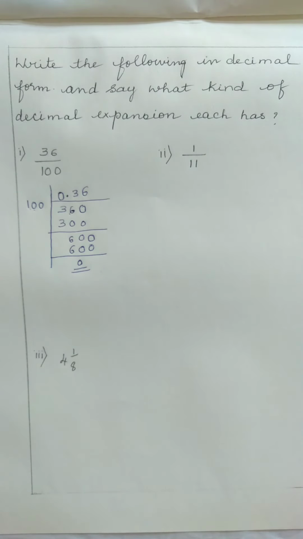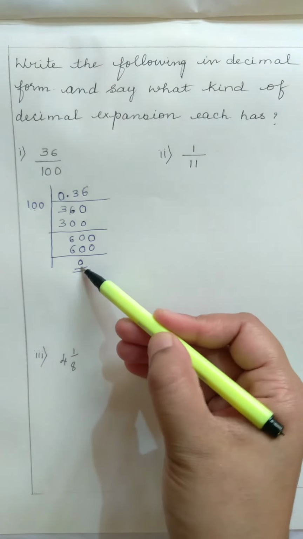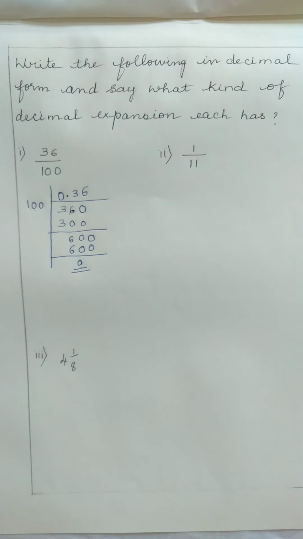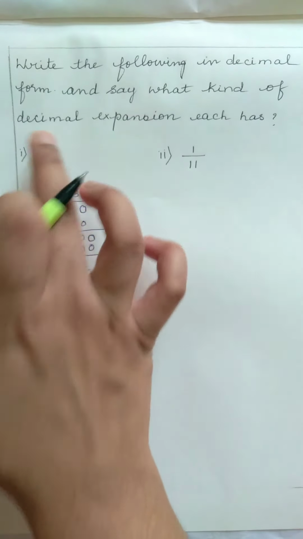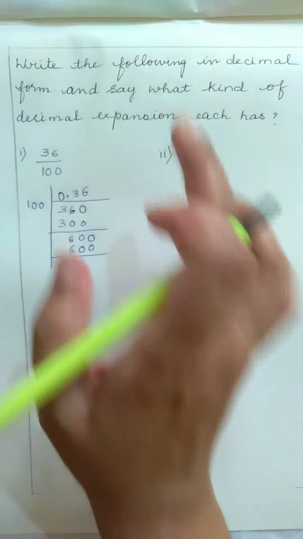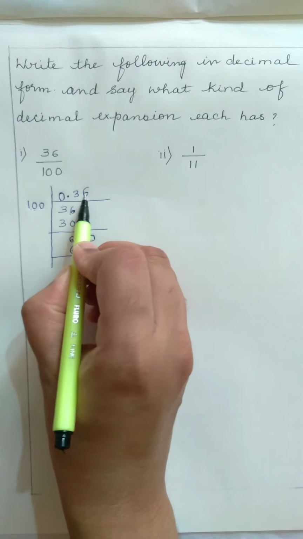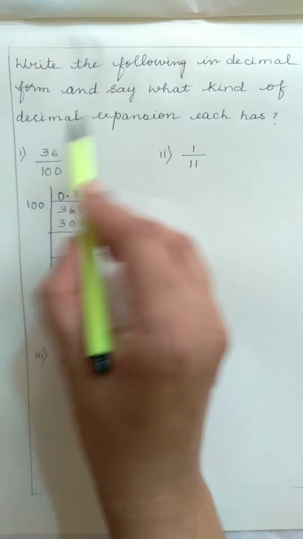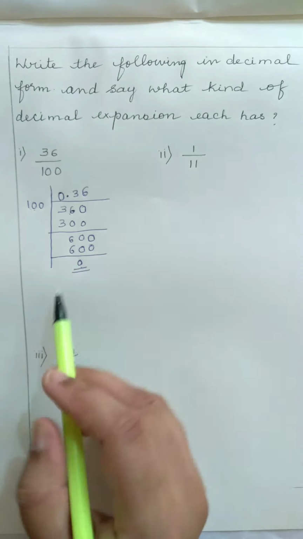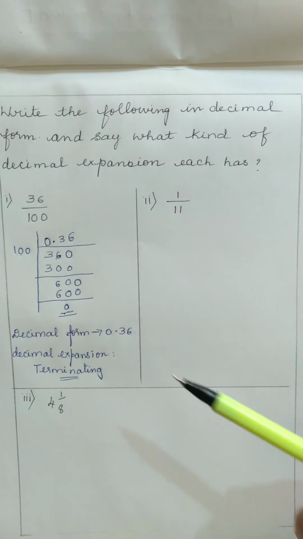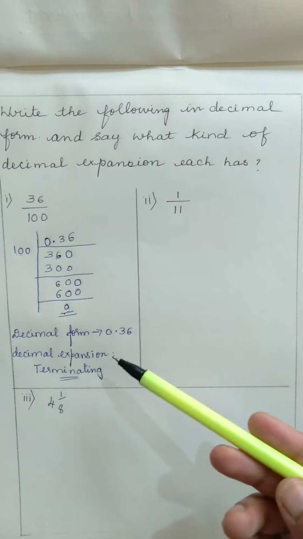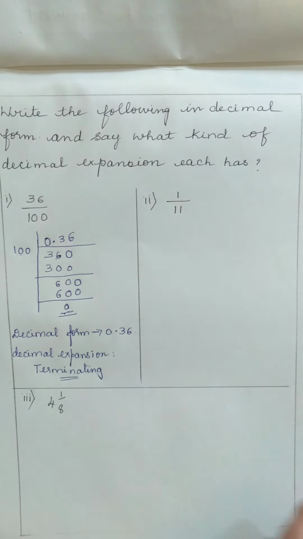So, in the decimal expansion, when the remainder becomes equal to 0, it is terminating. So this 36 by 100 in decimal form is 0.36. And what kind of decimal expansion? When the remainder becomes equal to 0, it is terminating. So this is the answer. Decimal form is 0.36 and the decimal expansion is terminating since the remainder is equal to 0.